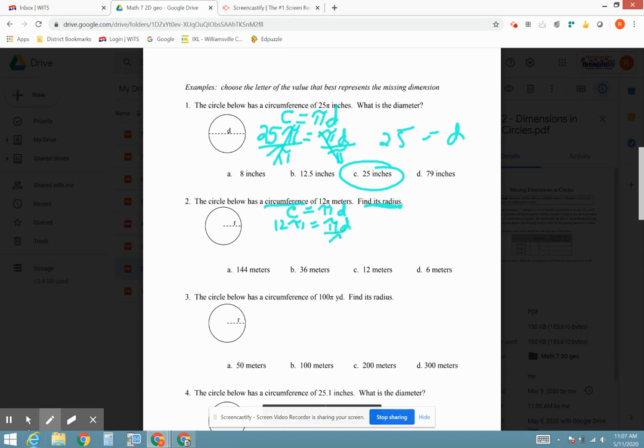I divide by pi so that I can get d alone, and I get 12 equals diameter. They asked me for radius, so now I must split that 12 in half to find radius. So 12 is the diameter; split it in half to find the radius.